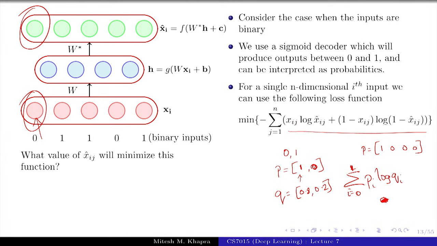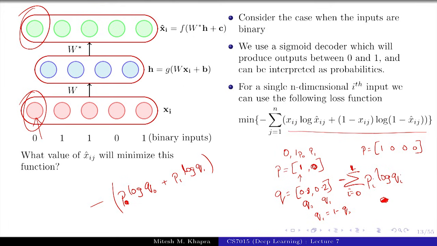Since there are only two terms, I can just expand this summation. So I can write it as minus P0 log of Q0, minus P1 log of Q1. Is that fine? Now also I know that there is this relation between P0 and P1, that P0 is actually 1 minus P1. Similarly, you have this relation between Q0 and Q1, that Q1 is equal to 1 minus Q0 because the sum is going to be 1.